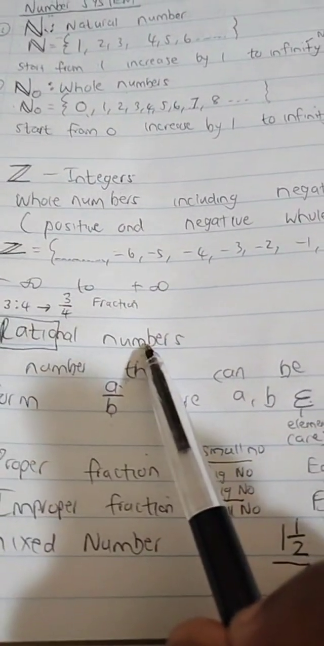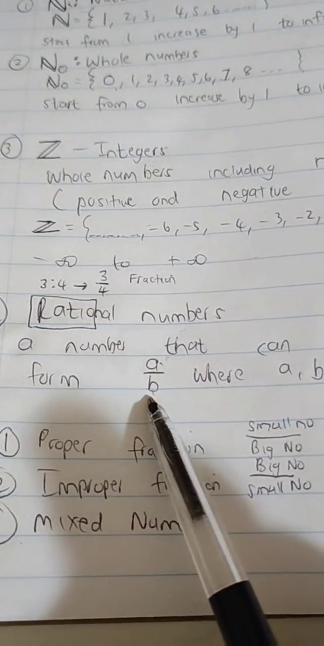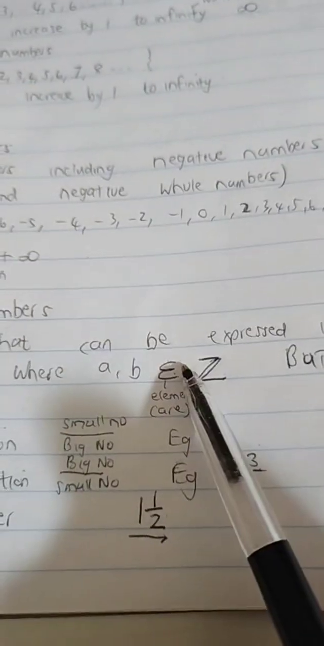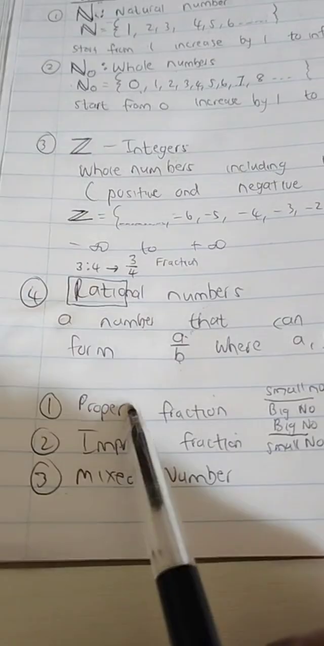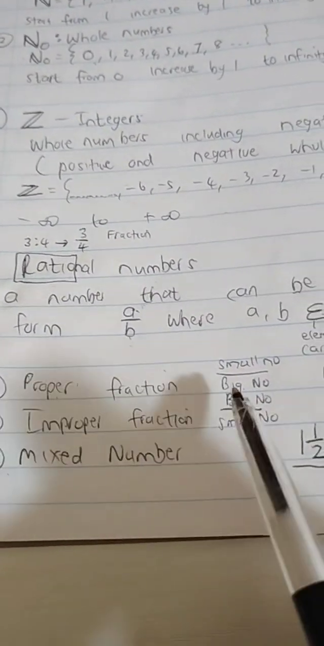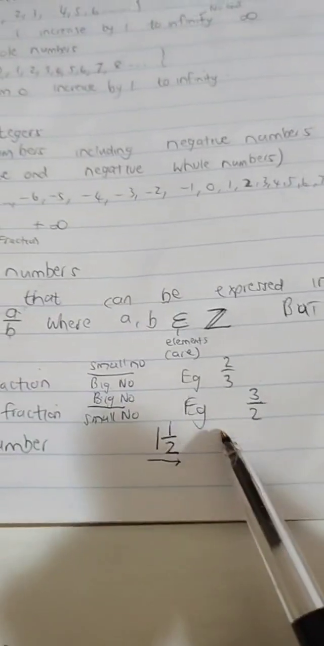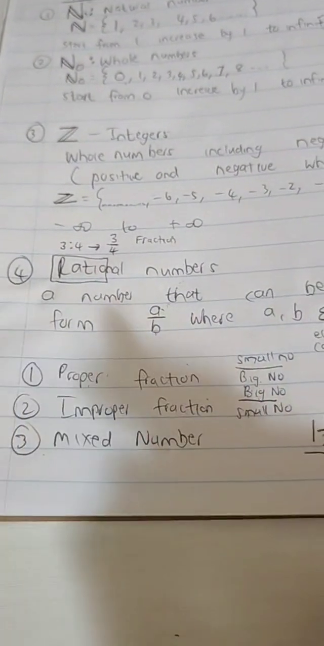3/2. Right. So I repeat again. Rational numbers are numbers that can be expressed in the form A over B, where A, the numerator, and B, the denominator, are integers, but B, the denominator, cannot be equal to 0. So the types of fractions that are rational numbers are the proper fraction, small number over big number, the improper fraction, big number over small number, and the mixed number, because a mixed number can be converted from an improper fraction. So therefore a mixed number is also rational.